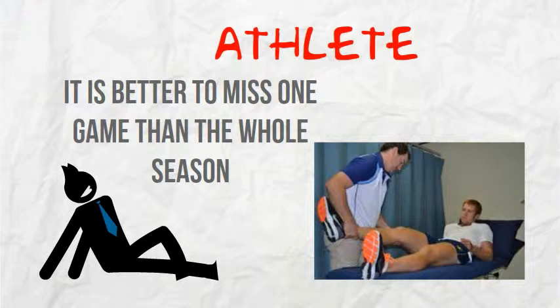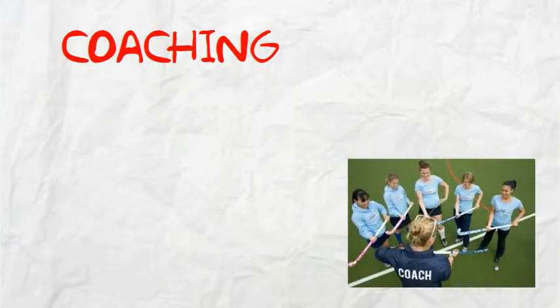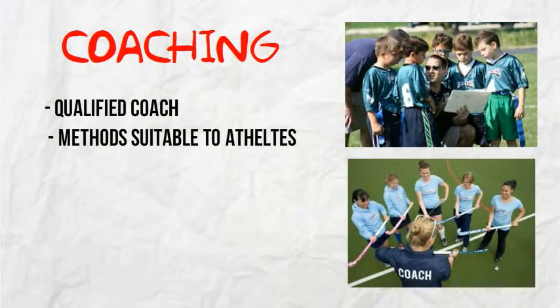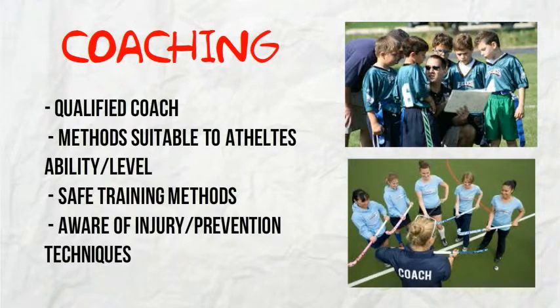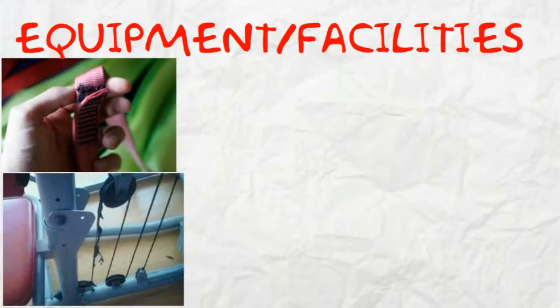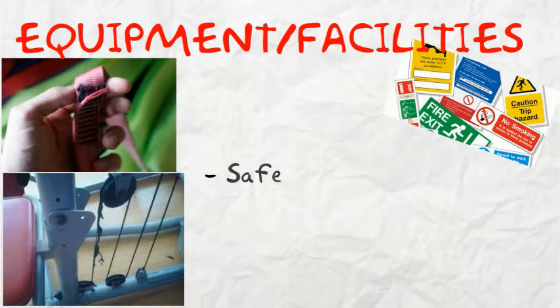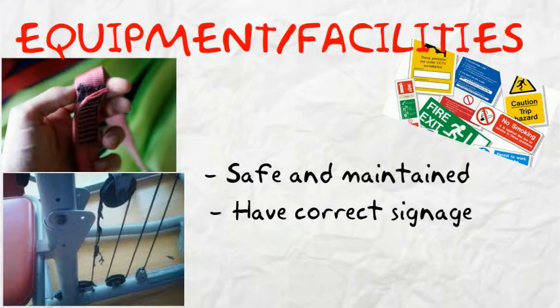It is also important that the coach has the correct qualifications and uses safe training methods that are suitable to the athlete's ability and level. They also need to be aware of injuries within the group and prevention techniques. If a facility or piece of equipment is to be used at any point, it is imperative that it be safe for use and well maintained, with all the correct signage. This can prevent the injury of anyone using the equipment or facility.